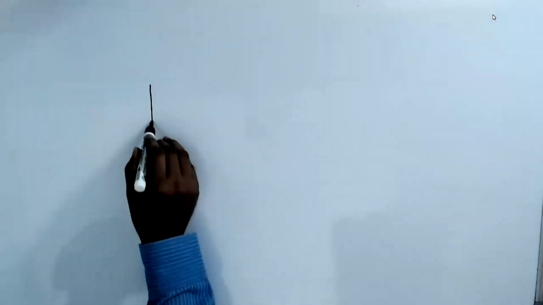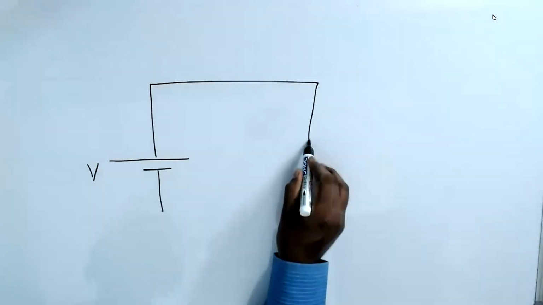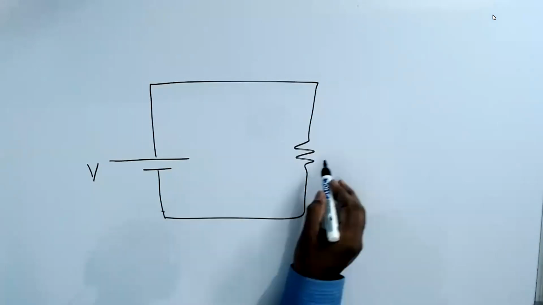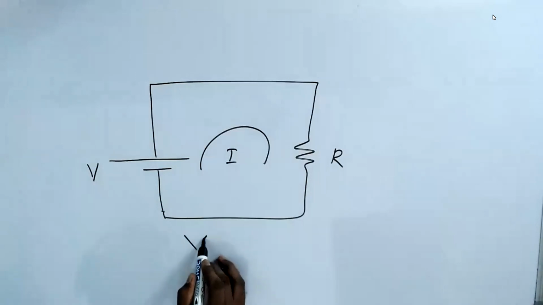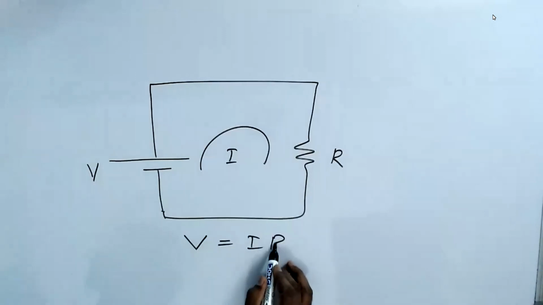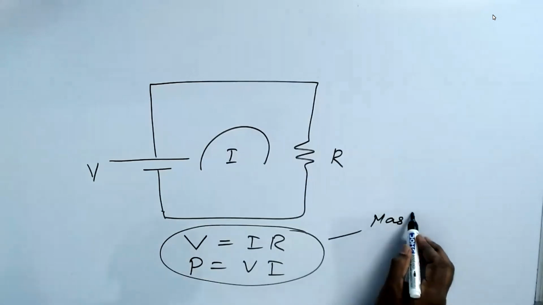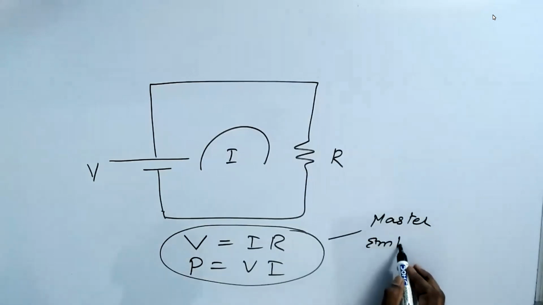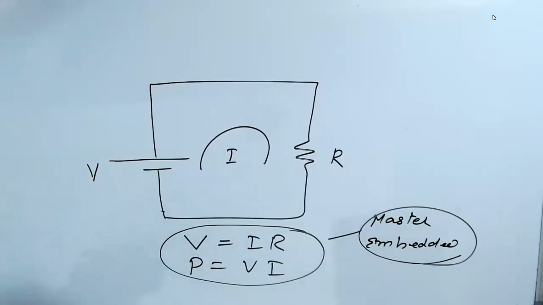In the last session we discussed a simple V or I. We also discussed two formulas, V is equal to IR and P is equal to VI. Actually, these two are sufficient to master embedded systems. These two are sufficient, but you should know how to use them.